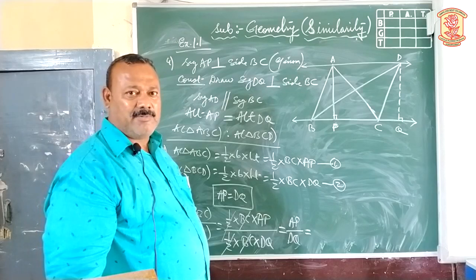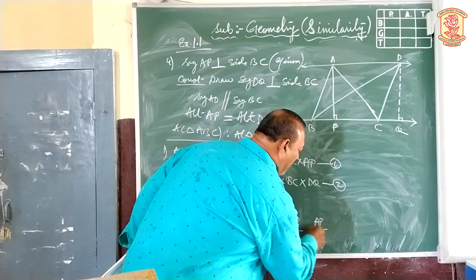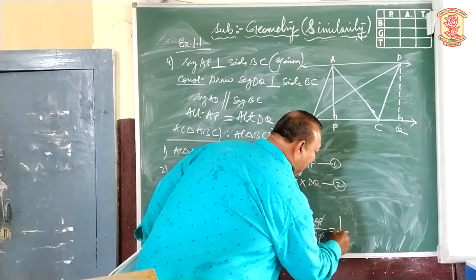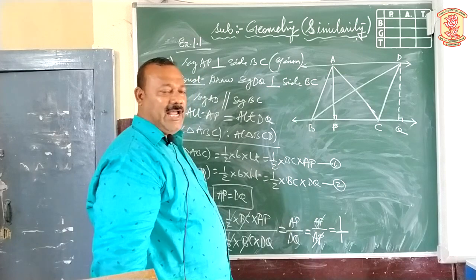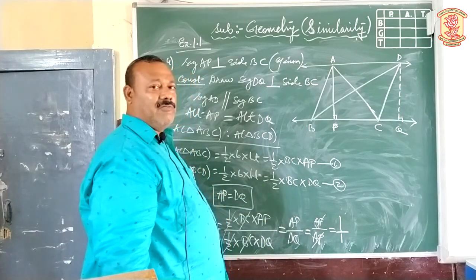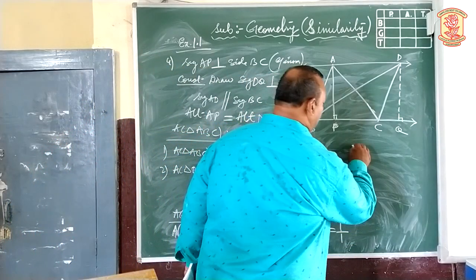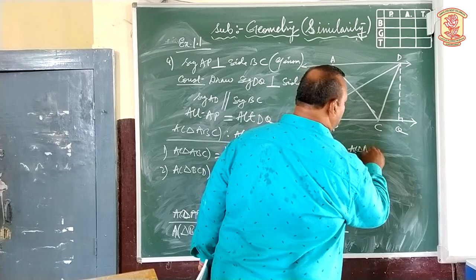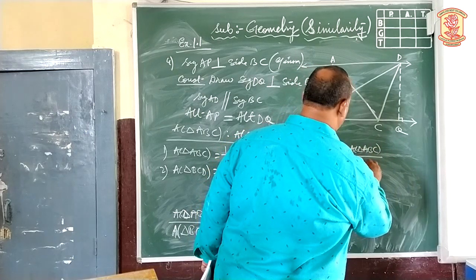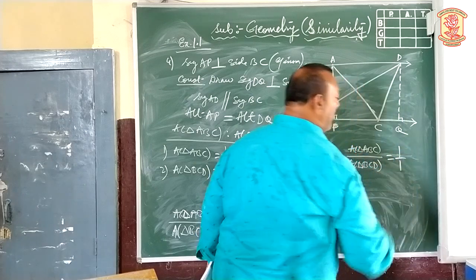Because they are the distance between two parallel lines. Again, we can replace it. AP upon AP, and here AP also gets cancelled. We get the ratio 1 upon 1. And when we make a cross multiplication, when we compare the area of the first upon the area of the second triangle, what we get? Area of triangle ABC upon area of triangle BCD equals, the ratio comes 1 upon 1.